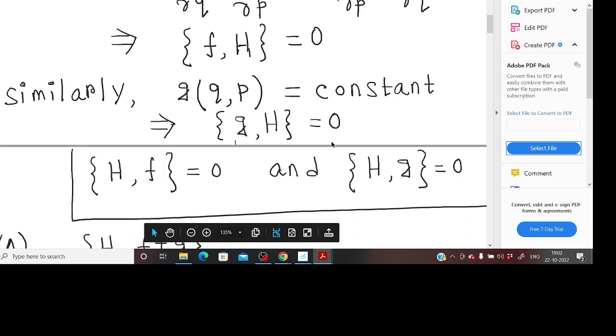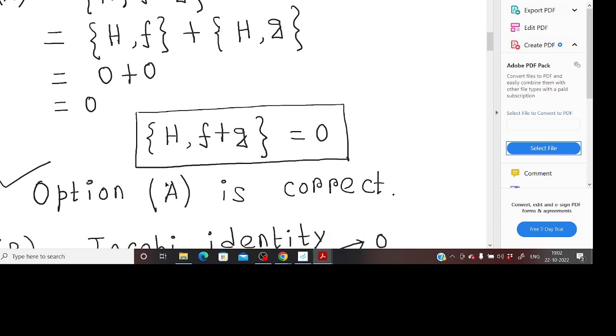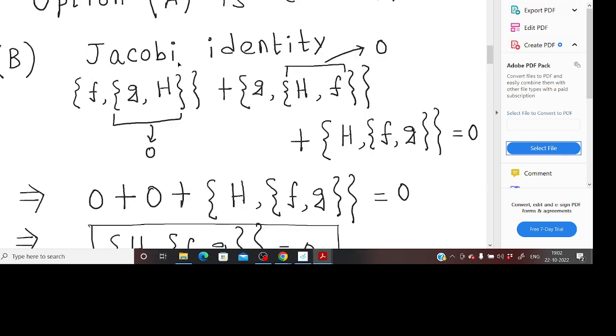So here this is a conserved quantity, so this Poisson bracket is equal to 0, and again for g this is equal to 0. So this is just a simple thing. So option A, there is nothing to say. There is one thing to say in option B. There is some identity which involves the Poisson bracket of three quantities or three functions, f, g and h.